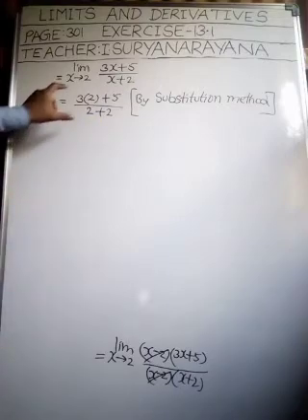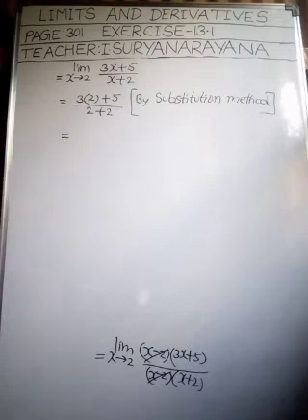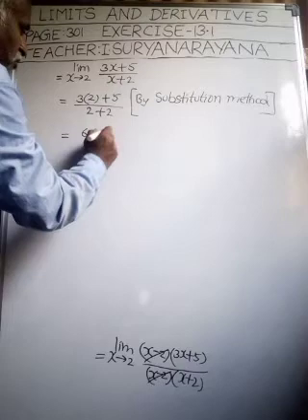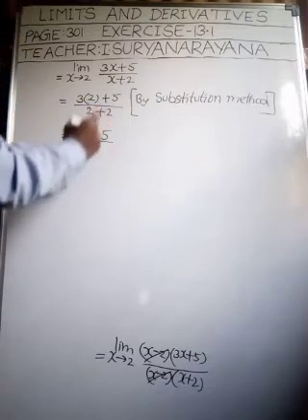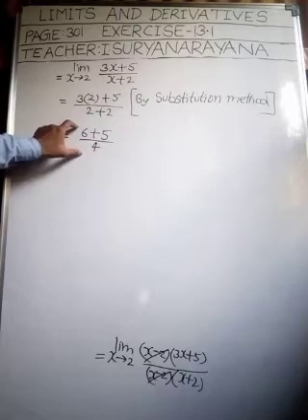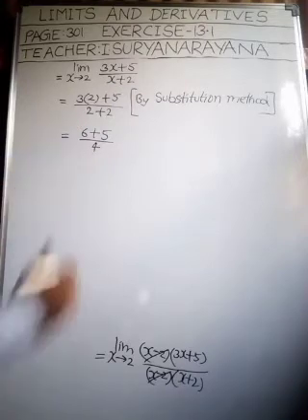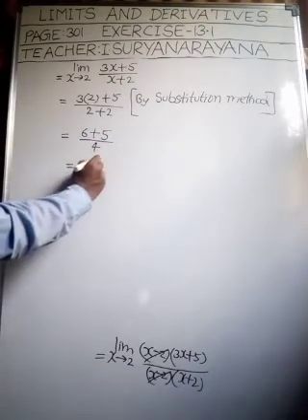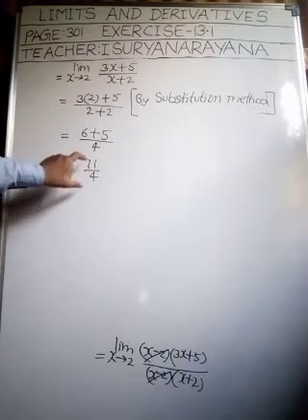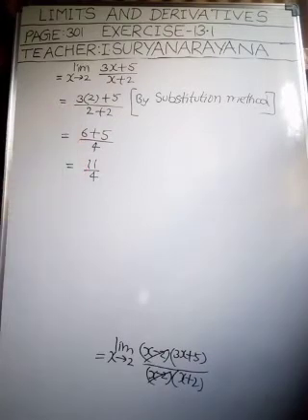Right. Now let us simplify this number. That is equal to, in the numerator what will you get? 3 2s are 6 plus 5, by, in the denominator what will you get here? 2 plus 2, 4. Understood this step, my children? Right. This is equal to, what will you get? 11 by 4. 6 plus 5, what will you get? 11 by 4. This is the limit of the given function as x tends to 2.